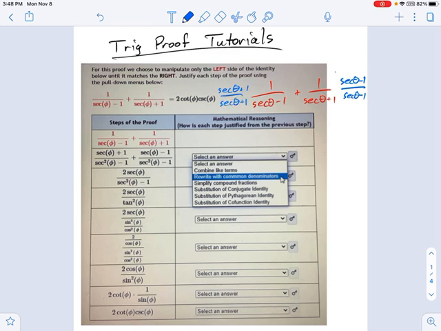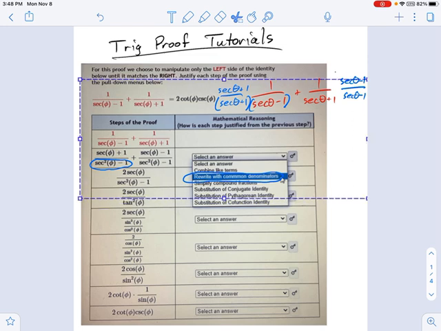All right? And as you multiply that out, look at these denominators. This is a difference of squares right there. So it's going to become secant squared minus 1. That's what we have right here. So the answer that I would choose for this one is rewriting with common denominators. All right? Now, let's go through some of the next steps.